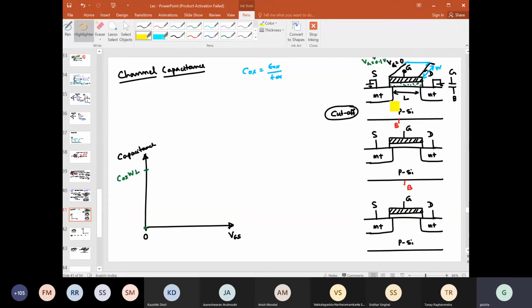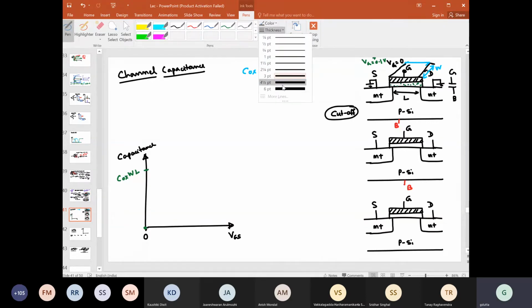So how to show the depletion layer? Maybe this is quite thick. Maybe I will take a thicker pen if it allows me. Suppose it will now create one. It is not looking good. Just a minute.